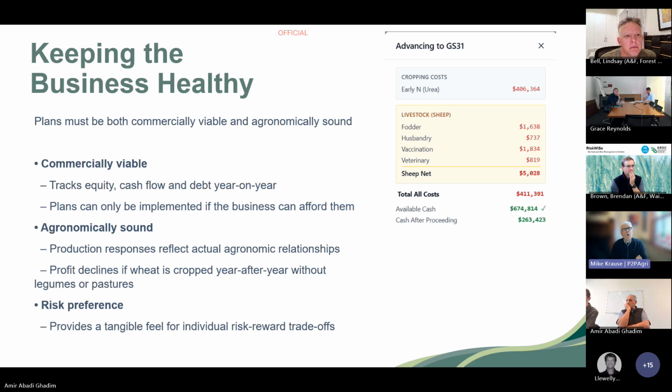I view my role in running a workshop as the facilitator. So I introduce people to the principles of good economics and budgeting. Then I introduce them to the game and get them to understand how to operate the game and how to read some of the numbers and the data, and then make the decisions.